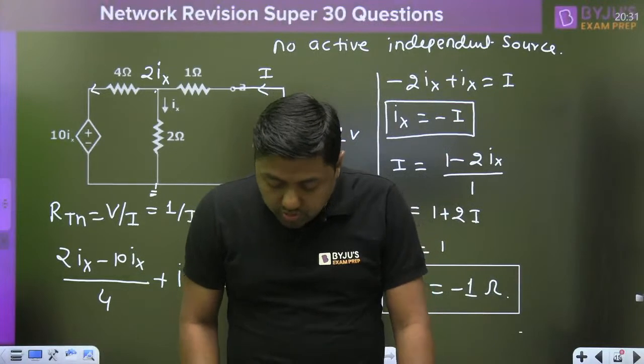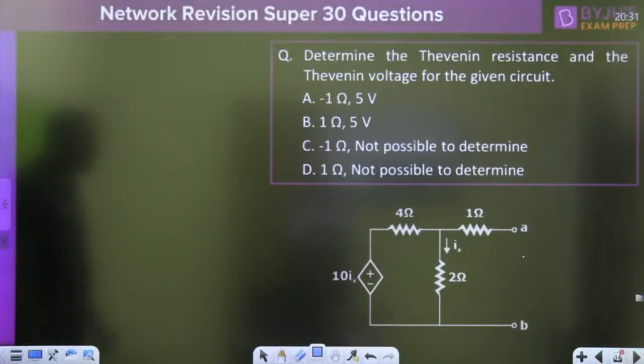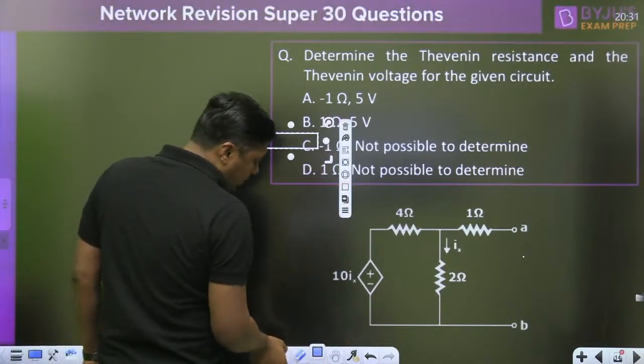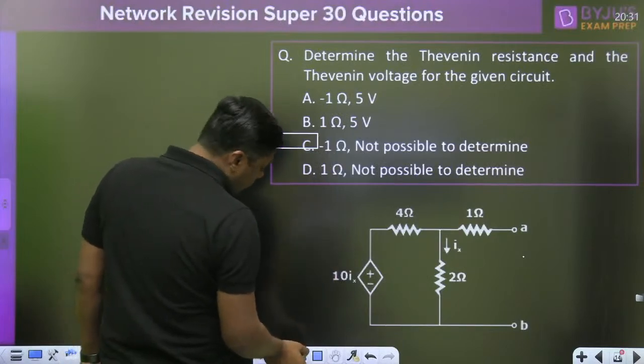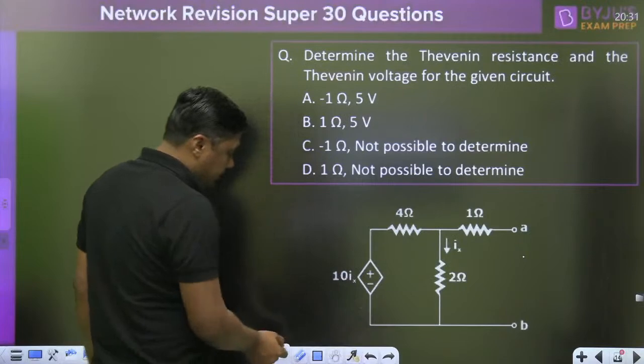Always remember, you can also get a negative value of Thevenin's resistance. So if this is the Thevenin's resistance, it is not 1 ohm, it is minus 1 ohm. Some students ask, sir, how is it possible? So here it is possible. We can get a negative value also.